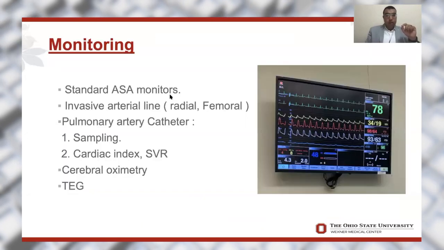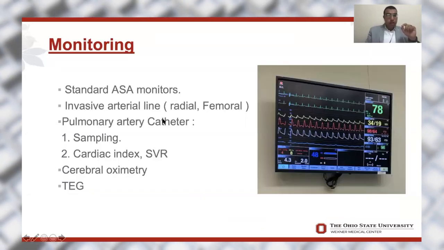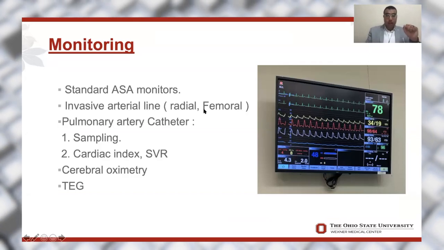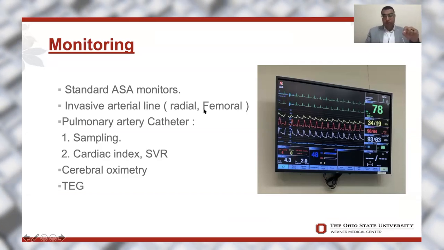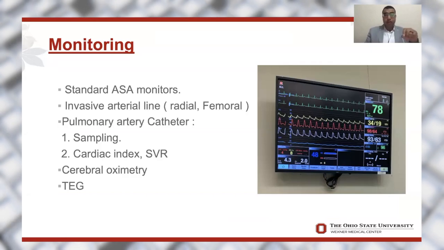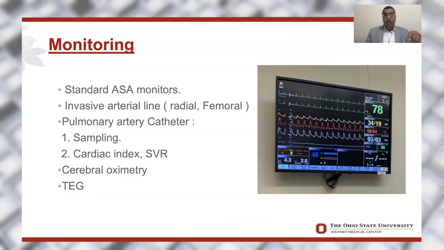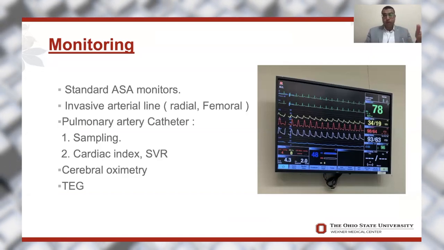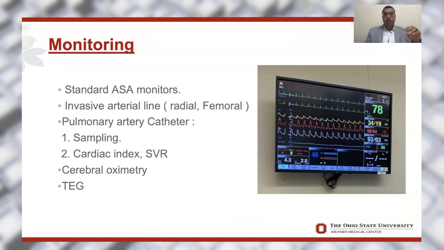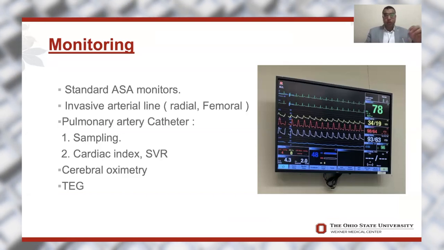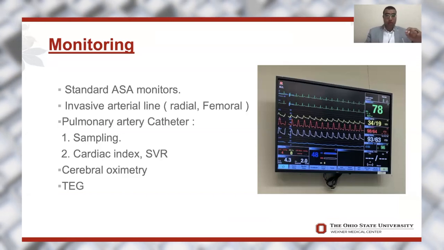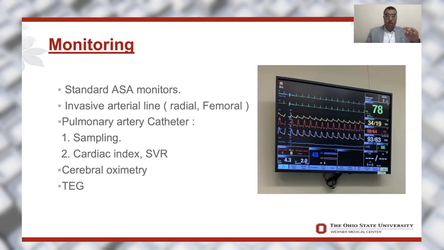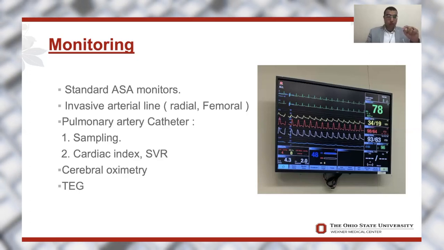For monitoring, we use standard monitoring. We put two A-lines, radial and femoral. This is very important, and we use it even in Egypt in liver transplant, because after reperfusion the radial artery gets damped, so you will push more and more vasopressors or inotropes. The femoral artery can give you a true, accurate insight about the hemodynamics. In a very nice comparative study, it decreased the need for vasopressors and inotropes.